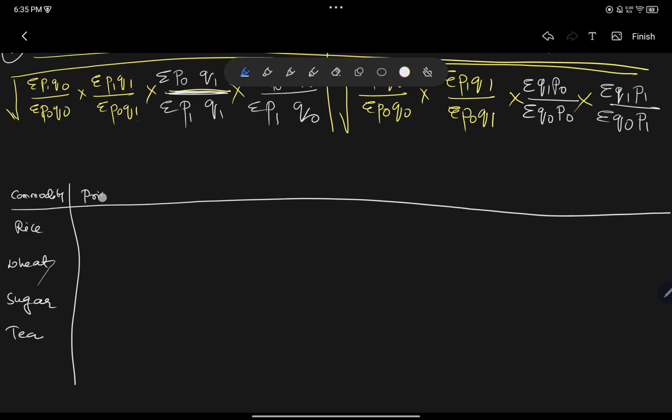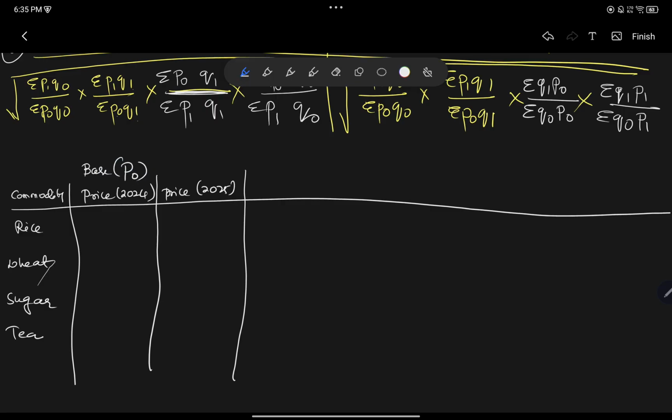Price in 2024, price in 2025. So what is this price? 2024 means this is base year, right? So this is considered as P0. This is current year, right? So this is considered as P1, correct? So we have P0 and P1.